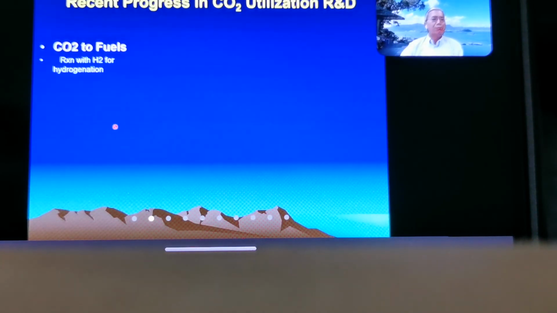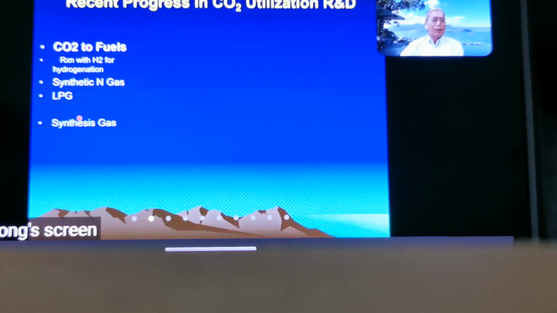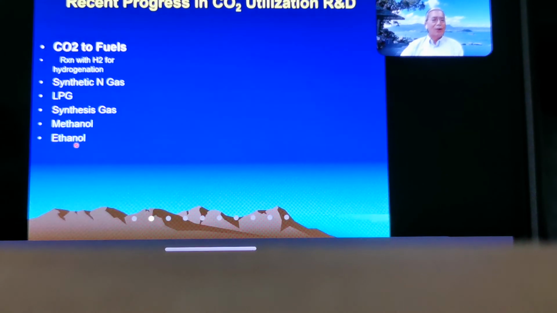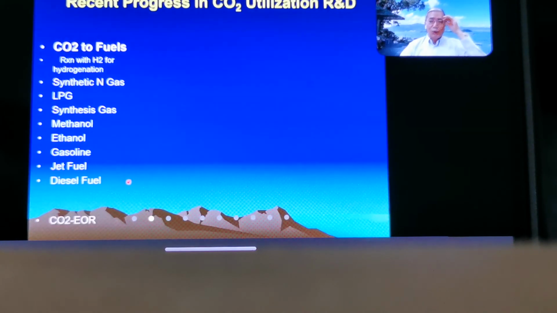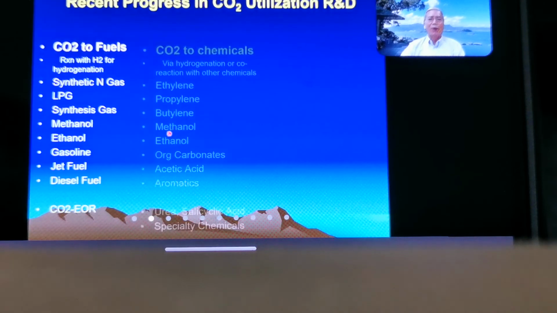First, the fuels. Now we can make CO2 into synthetic natural gas. We can make CO2 into LPG. We can make synthesis gas relatively easily. We can make methanol, ethanol, gasoline, jet fuel, and diesel fuel. And of course, CO2 is also used in enhanced oil recovery, which is already practiced in industry, particularly in the Weyburn field. In North Dakota, captured CO2 is shipped by pipeline to the Weyburn oil field in Canada for CO2 EOR.